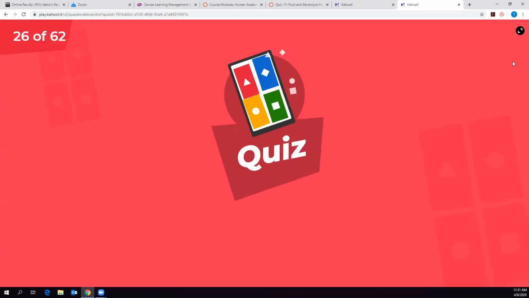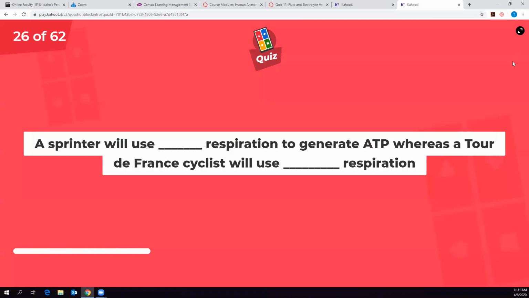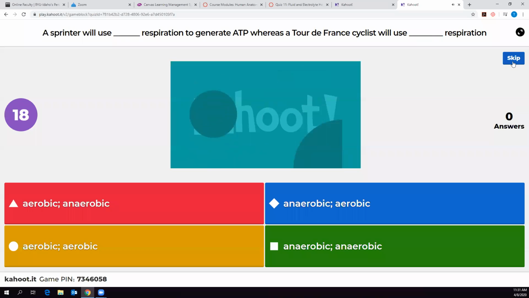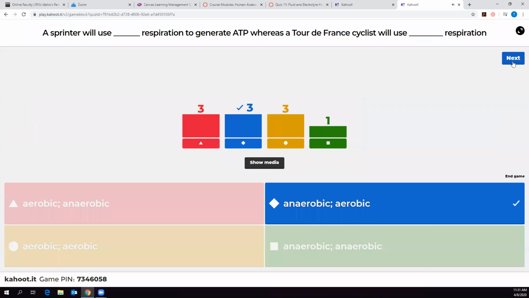Okay, a sprinter will use what kind of respiration to generate ATP, whereas a Tour de France cyclist will use another kind, or maybe the same. I don't know. So sprinters, what kind of respiration? And Tour de France. I'm riding for 100 miles today. I don't know. Do they have 100-mile races in a day? I don't think so. Okay, we don't know this question.